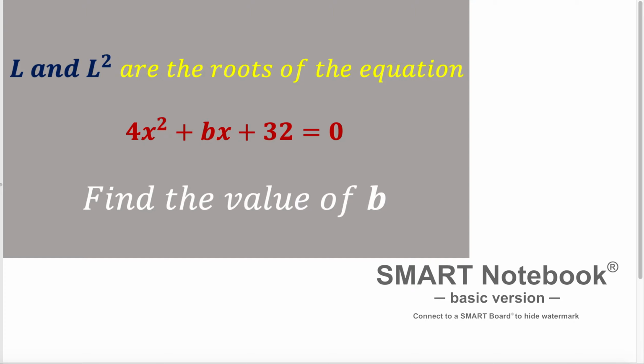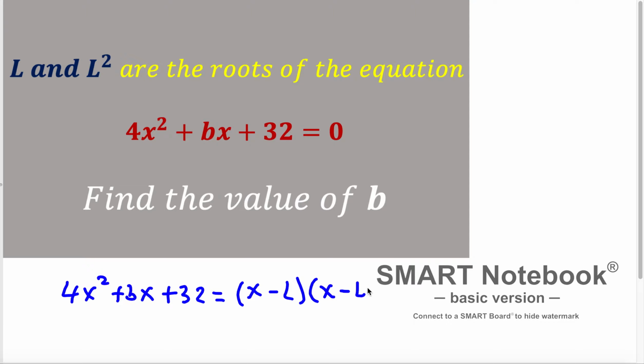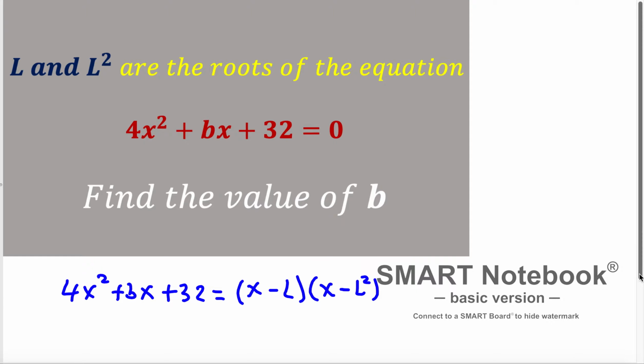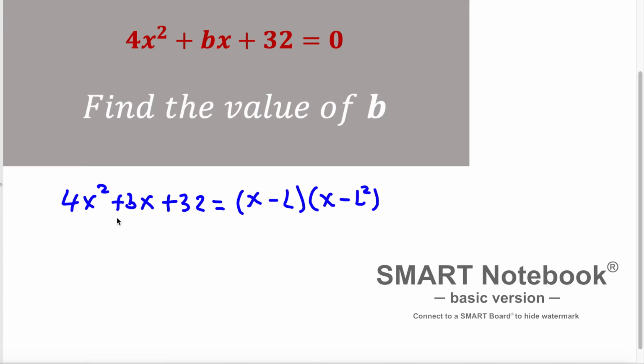We have 4x squared plus bx plus 32 is equal. And because L and L squared are the solutions of this quadratic equation, we can write this as factors of the solution. We can write a times (x minus L) times (x minus L squared). And now here I'm going to distribute (x minus L) times (x minus L squared).